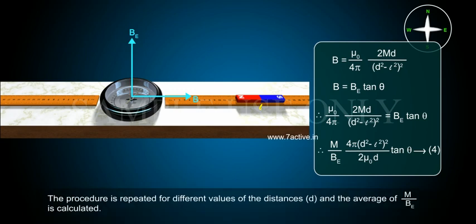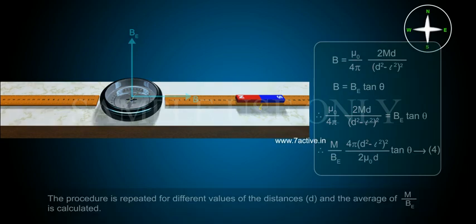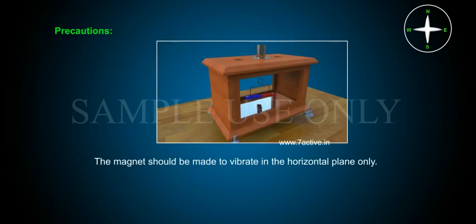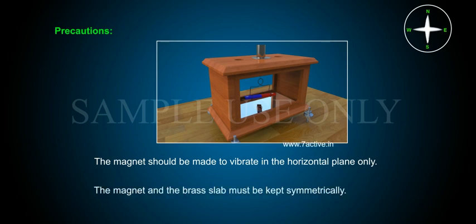The procedure is repeated for different values of the distance D and the average of M by BE is calculated. Precautions. The magnet should be made to vibrate in the horizontal plane only. The magnet and the brass slab must be kept symmetrically.